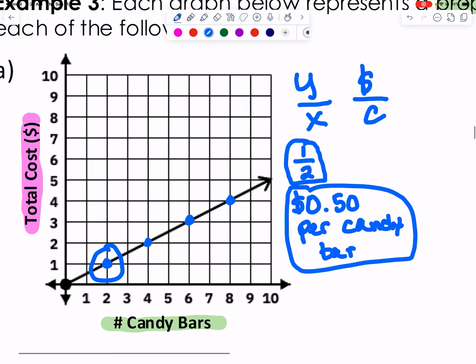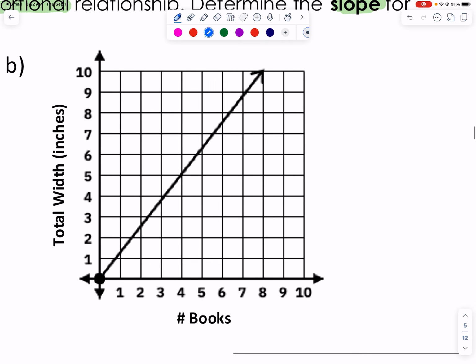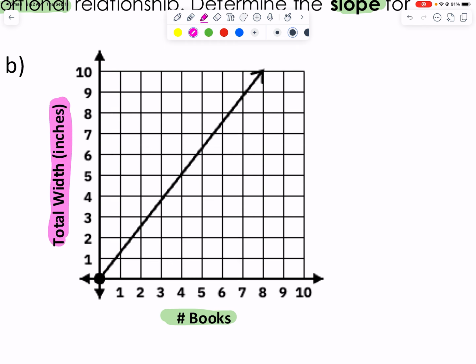Okay. All right, problem B. Now, in this problem, again, the first thing you always want to do is read the graph. We have number of books on the x-axis. We have the total width in inches on the y-axis. So what we're going to compare to get the slope is the y to the x, which in this problem is the inches over books.